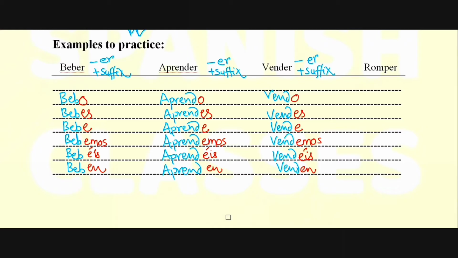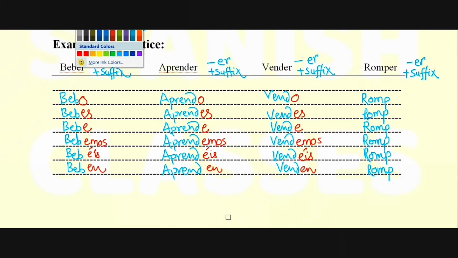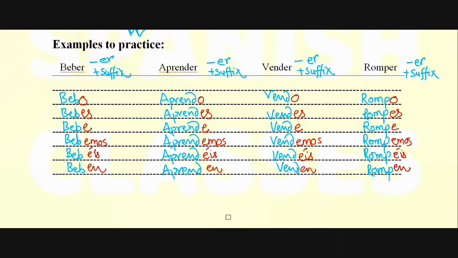Next, romper. Romper, drop er, add suffixes. Get the root word R-O-M-P, romp. 6 times romp. If R comes at the beginning of a word in Spanish, we pronounce it like a double R. That's why I'm reading it romp. Add suffixes: rompo, rompes, rompe, rompemos, rompéis, rompen. We'll read it like this. This is the fourth verb.